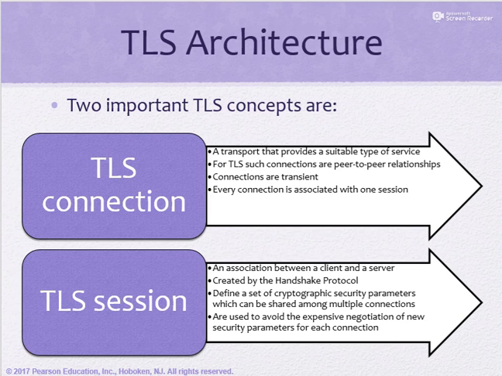With respect to TLS architecture, there are two very important concepts: TLS connection and TLS session. A TLS connection is a transport that provides a suitable type of service, and these connections are peer-to-peer relationships. They are transient, meaning temporary, and a connection cannot survive independently. It must be associated with one session. So in order to have a TLS connection, you must establish a TLS session.